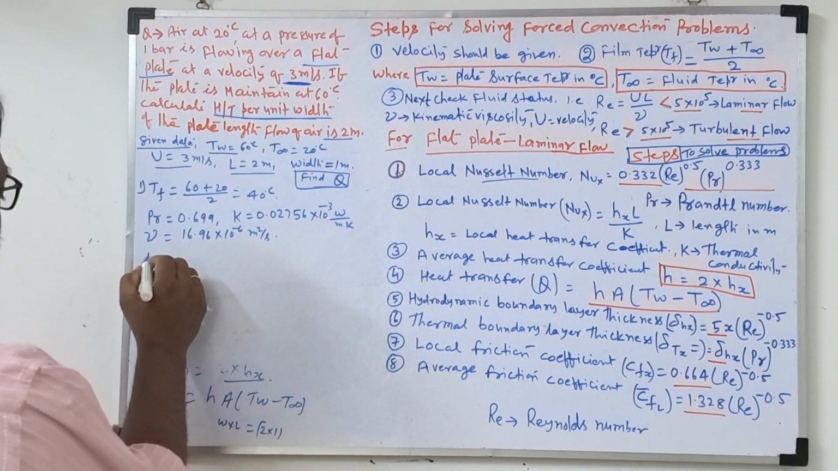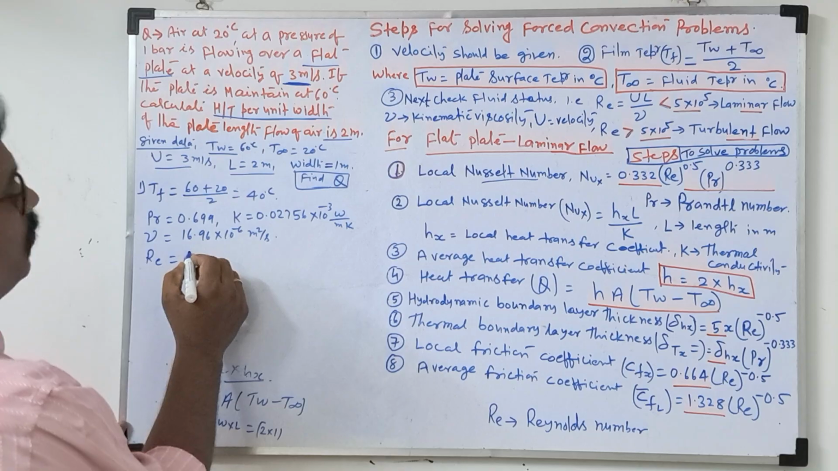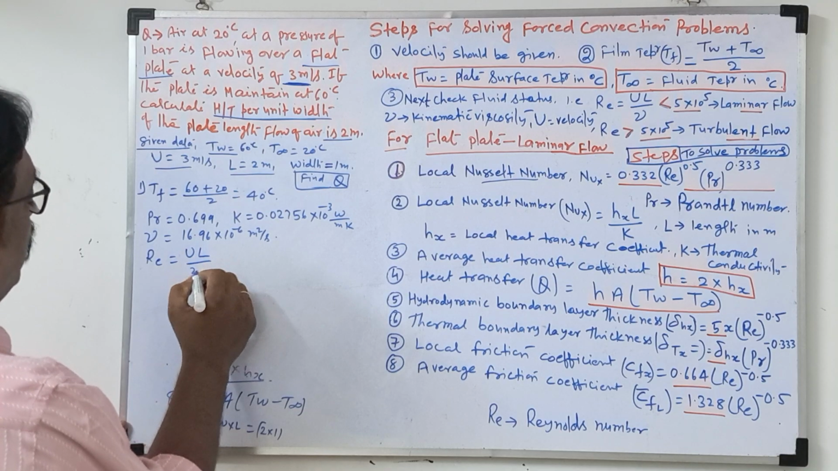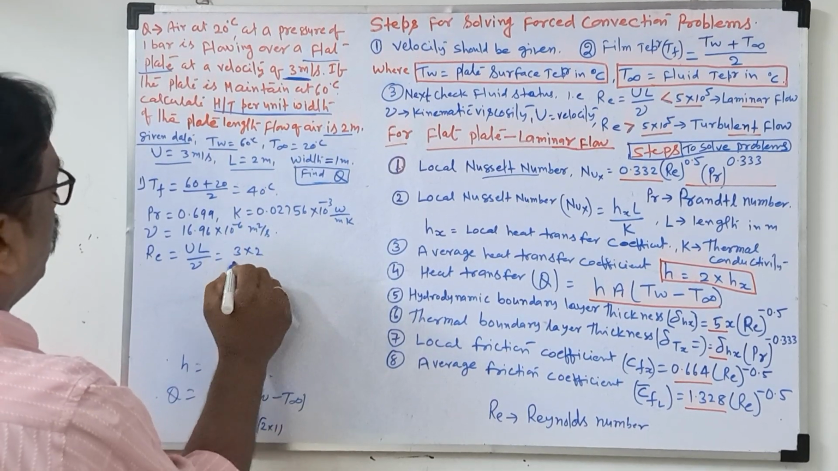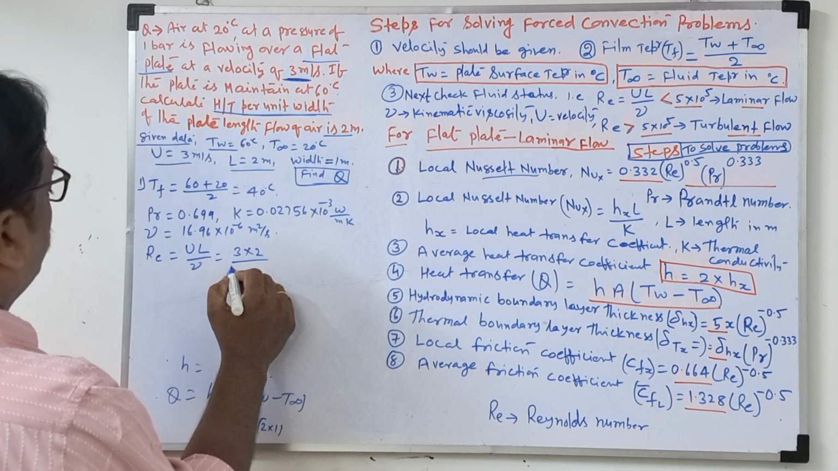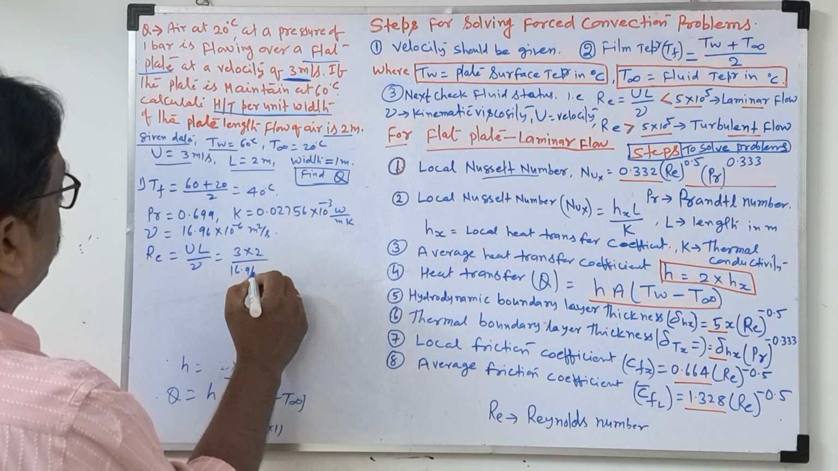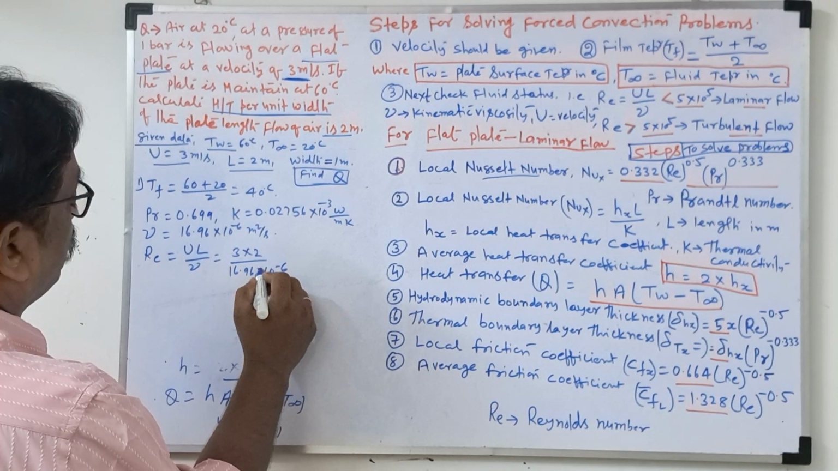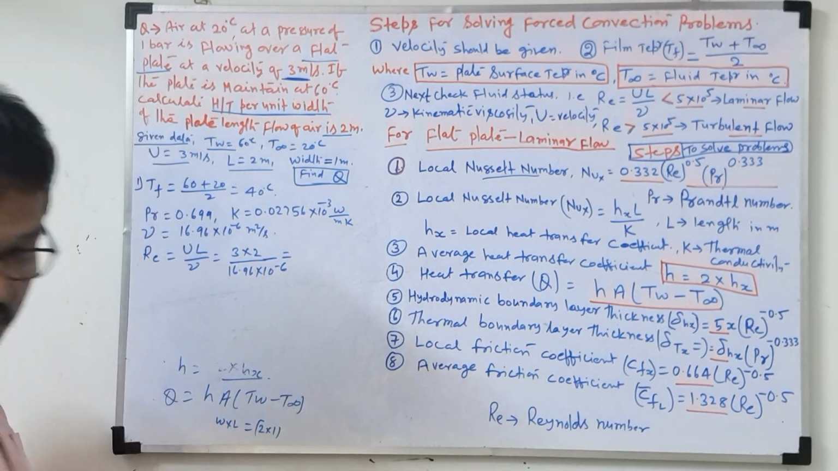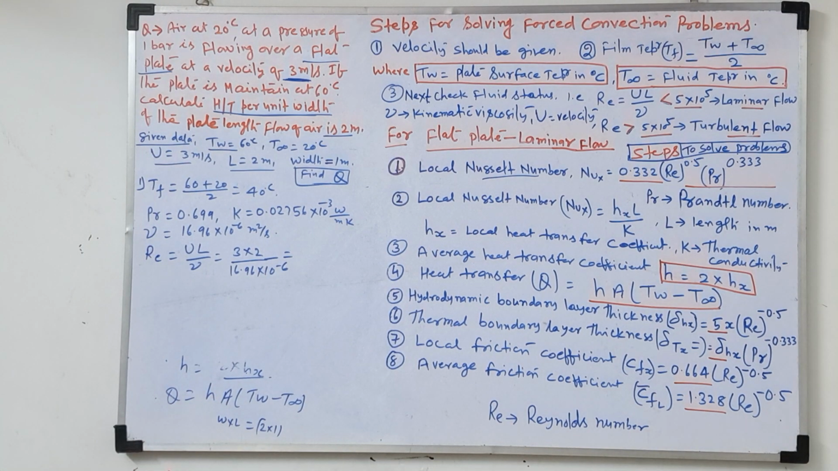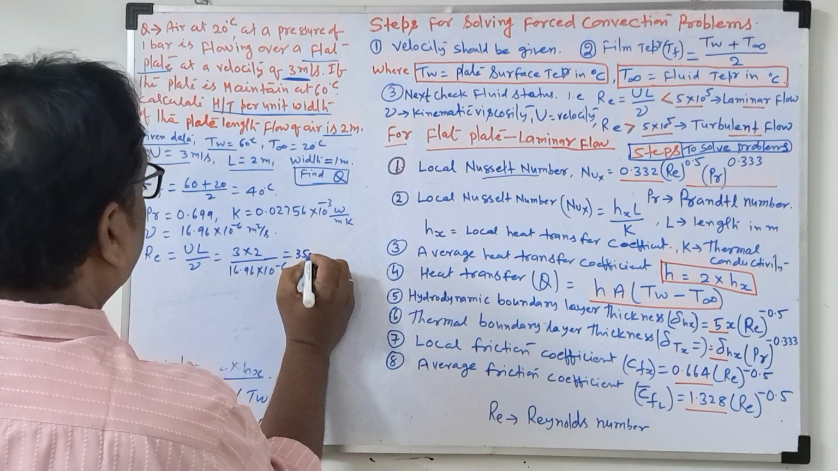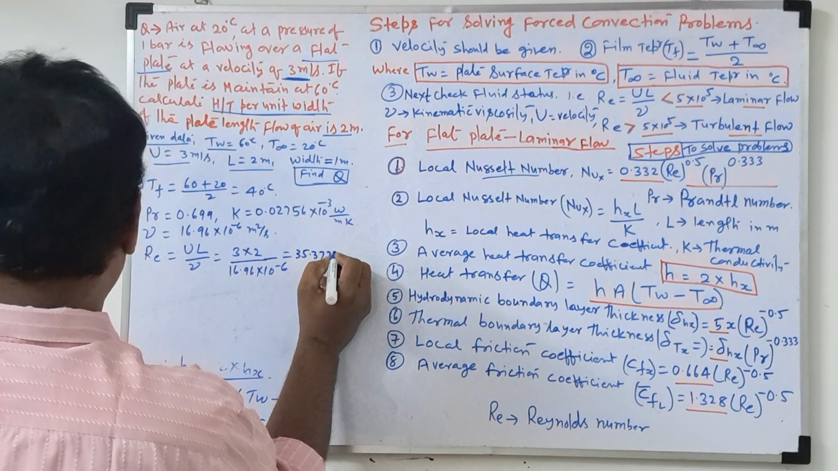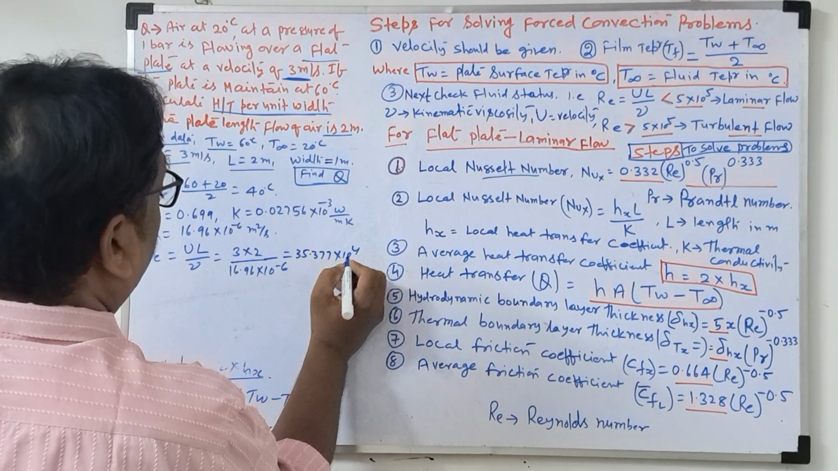So the Reynolds number value will be Re = UL/ν. U is given as 3, L is given as 2, and the kinematic viscosity is 16.96 into 10 power minus 6. We already calculated this value, and the Reynolds number is coming as 35.377 into 10 power 4.